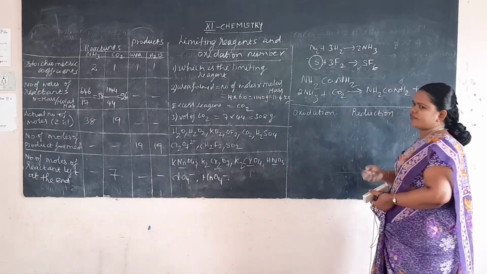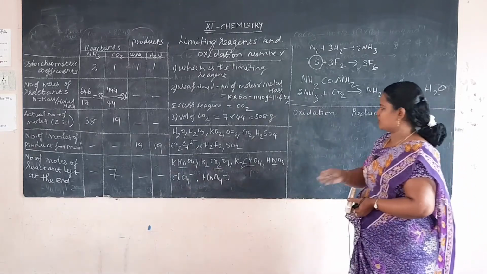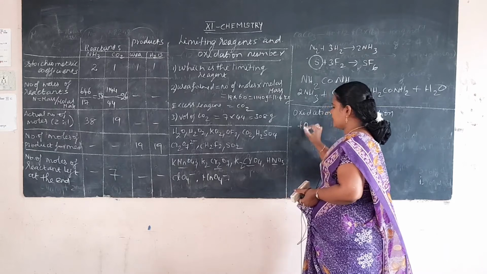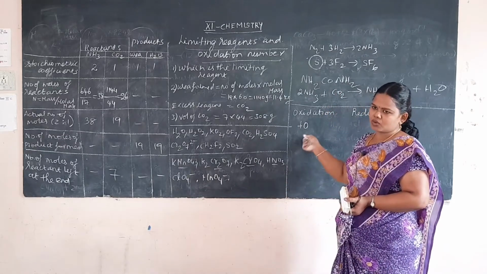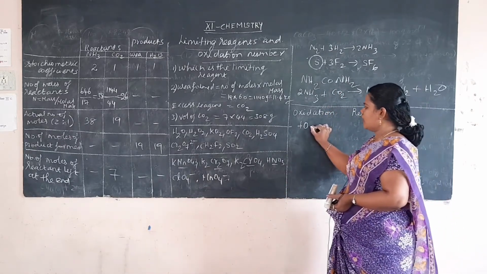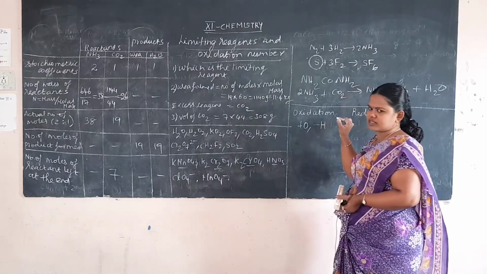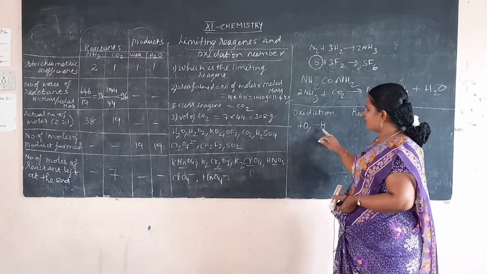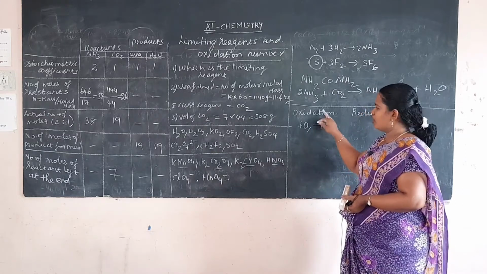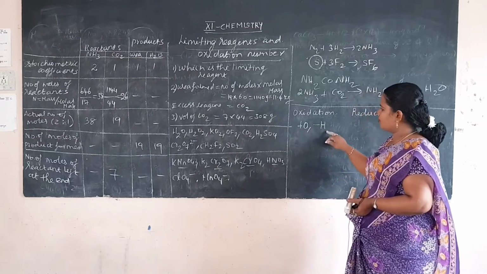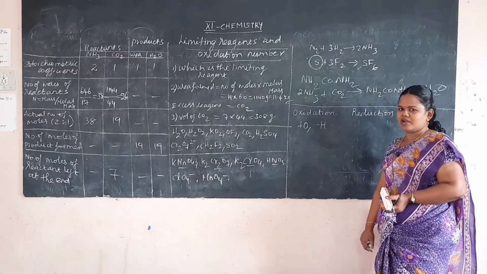In terms of atoms, oxidation involves addition of oxygen. You can take this in your rough note. Addition of oxygen and removal of hydrogen. A reaction which involves addition of oxygen and removal of hydrogen is known as what? Oxidation.